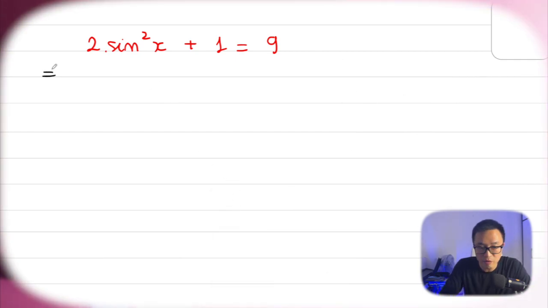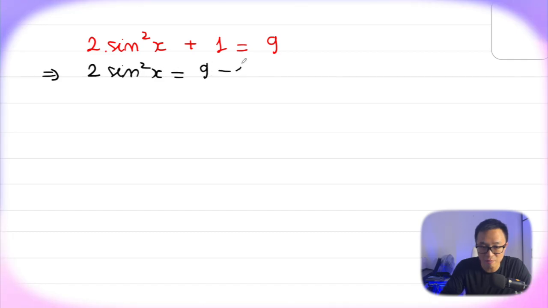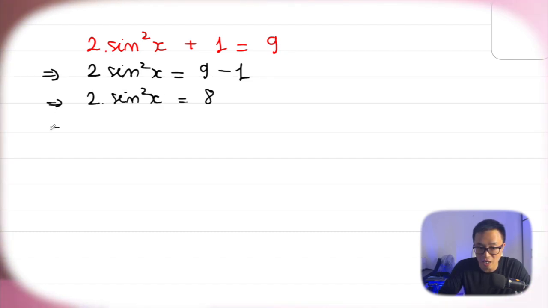Okay, so after you understand sine square, we need to come back to this question. Before you solve this equation, you need to subtract 1 first. So 2 sine square h becomes 9 minus 1. It means transposing plus 1 from the left to the right, it becomes minus 1, and this equals 8. On the left hand side you have this, and on the right hand side you have 8. So sine square h becomes 2 sine square h divided by 2 equals 4.